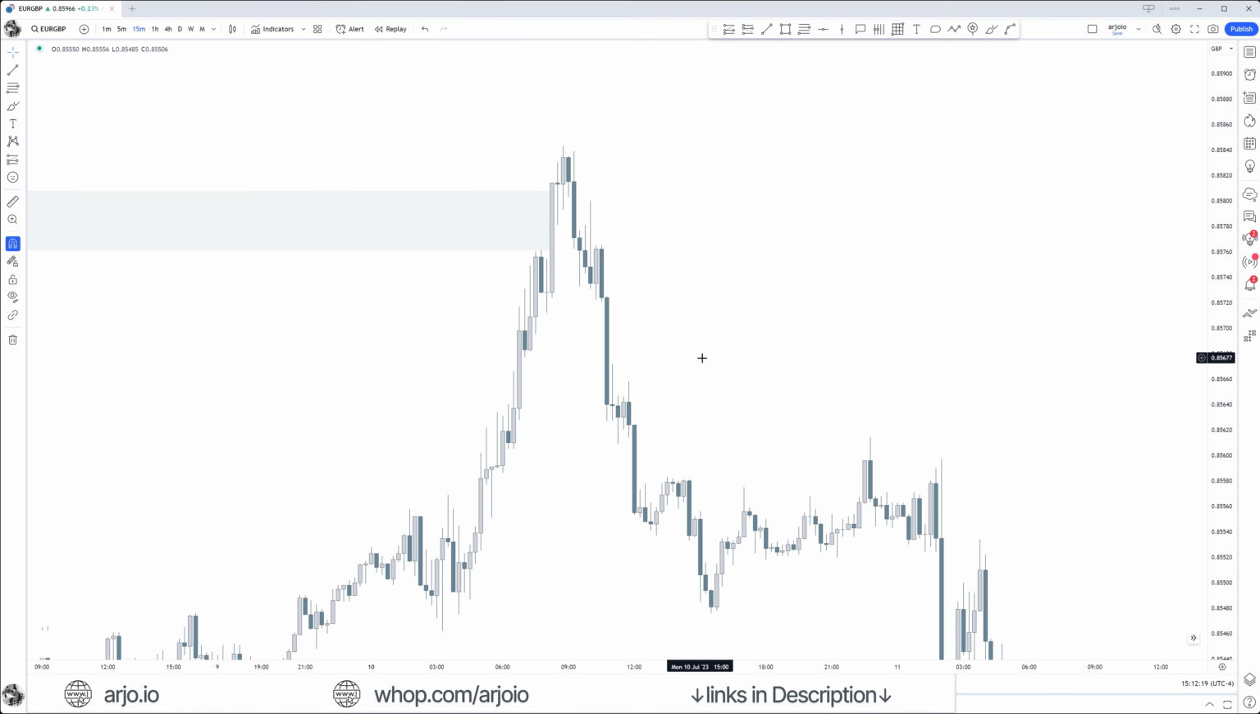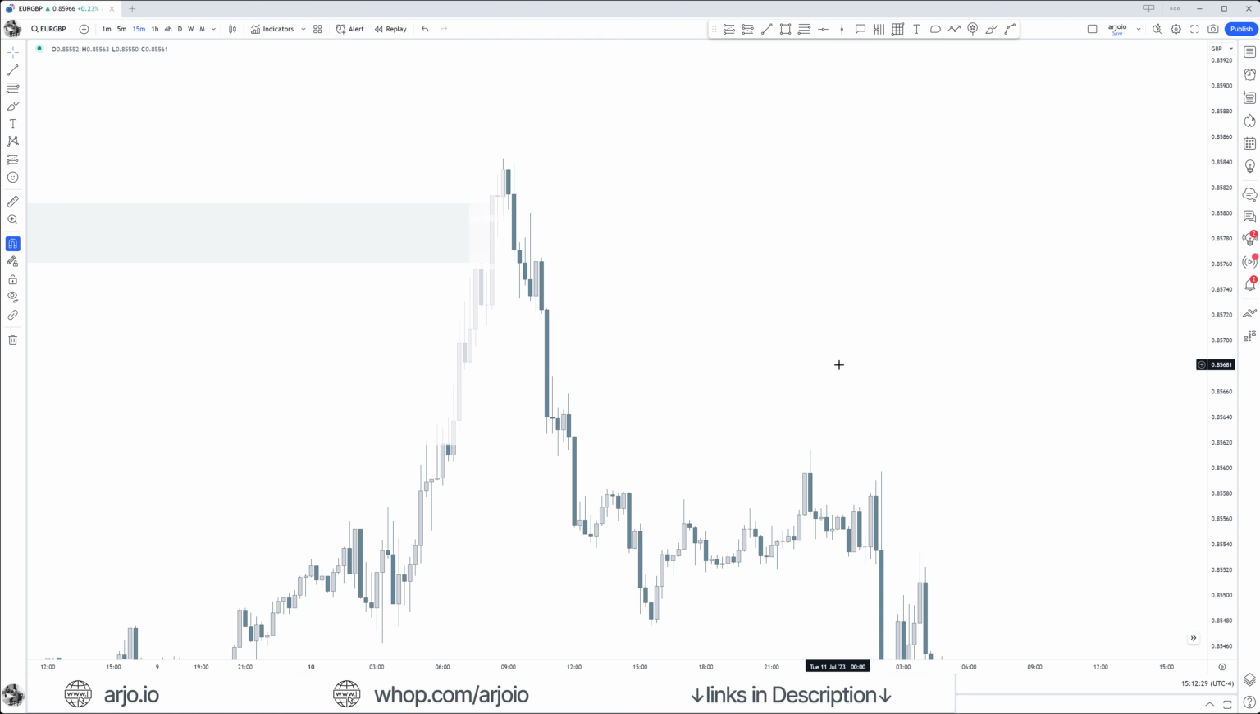Here we are on Euro GBP. We are coming into a daily premium array right there, ignoring everything that's on the left. The only thing relevant is that daily premium array. And then when you dive into the lower time frame, only look at the right side of your chart. Where's your first market structure shift? Let's first mark that out.